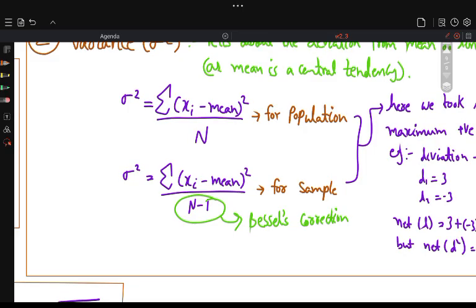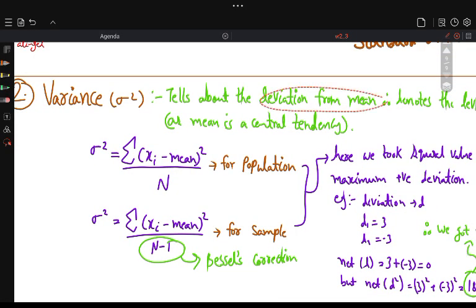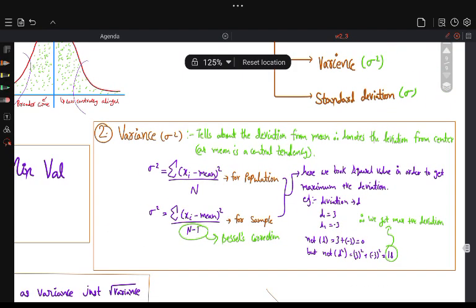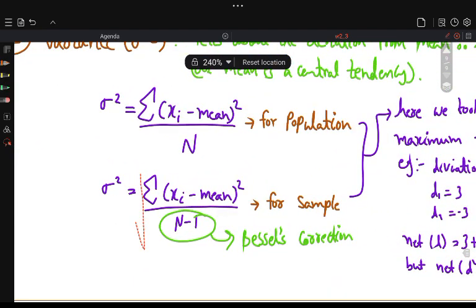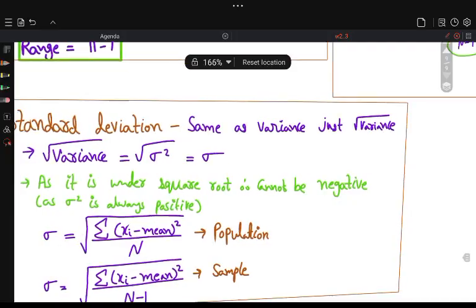So we understood variance: it is how much there is a difference from the central tendency, or from the mean, and it gives the deviation from the mean. And just take the root of this thing. If we take the root, then comes the third part, the standard deviation. It is nothing but the root of the variance.